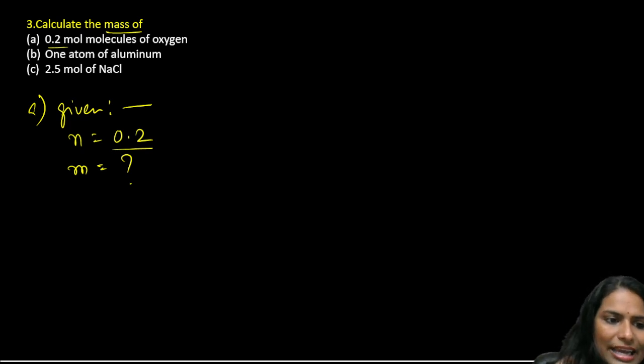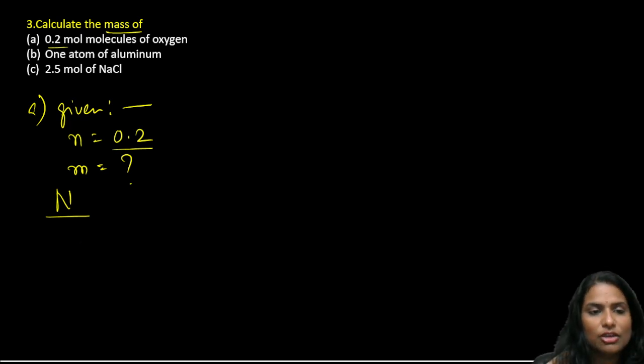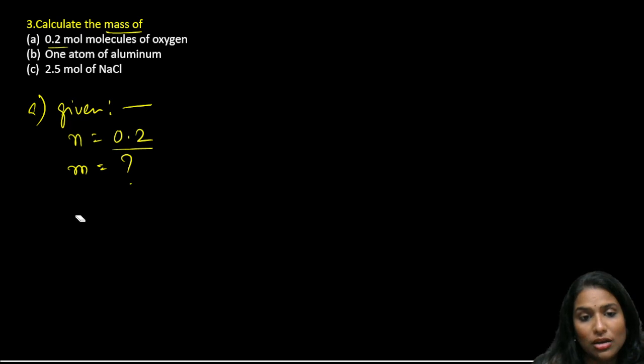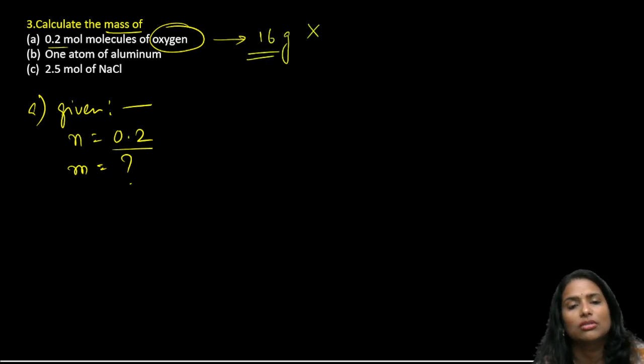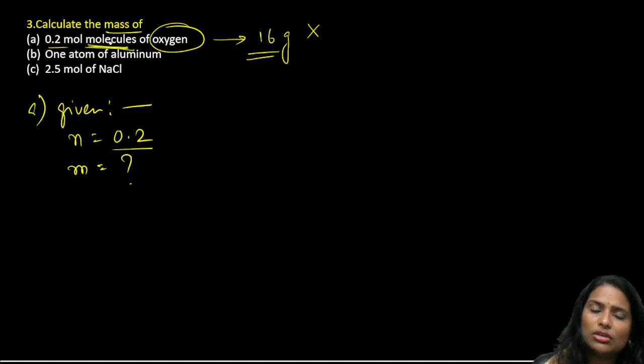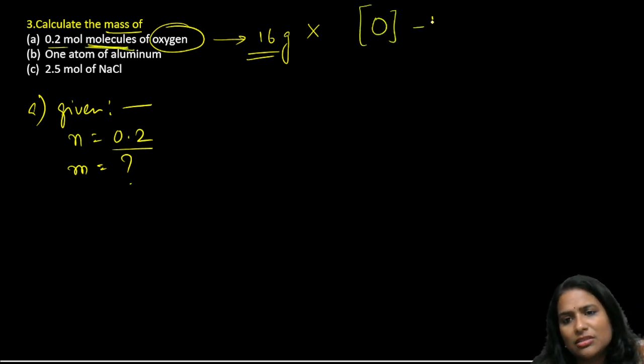Mass is question mark. Again go with the same formula which we discussed, capital N upon, just a minute. Calculate the mass, it is asked, no? So 0.2 mole molecules of oxygen. Now see, there is one confusion I would like to draw attention to, where most of the students make this mistake. As soon as you see this oxygen, what do you do? You take the mass of oxygen to be 16 grams, but this is wrong.